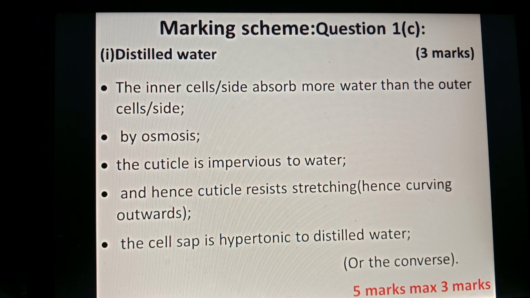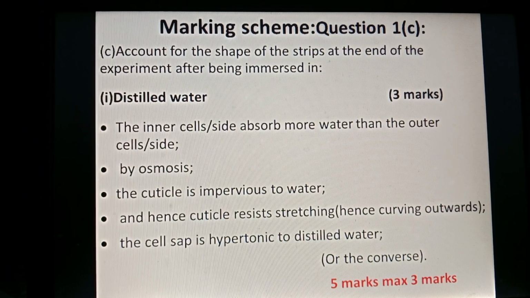In distilled water, we account for the results. Account for the shape of the strips at the end of the experiment after being immersed in distilled water. The inner cells absorb more water than the outer cells by osmosis. 2 ticks up to there.